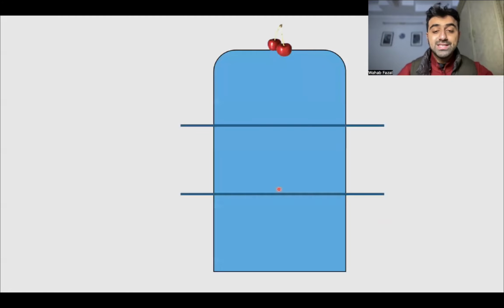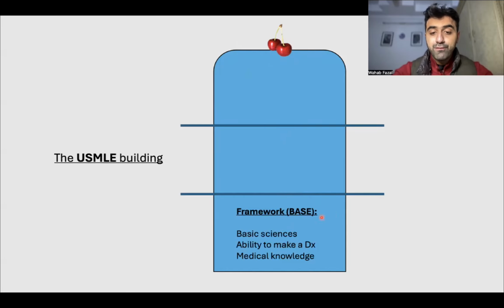So this is what I call the USMLE building. The USMLE building has three distinct parts: the framework or the base, the middle part, and then the top, the terrace. And let's look at each one of these. The framework or the base is your essential knowledge of basic sciences, your ability to make a diagnosis, inherently the medical knowledge that you gain during the first few years of medical school.